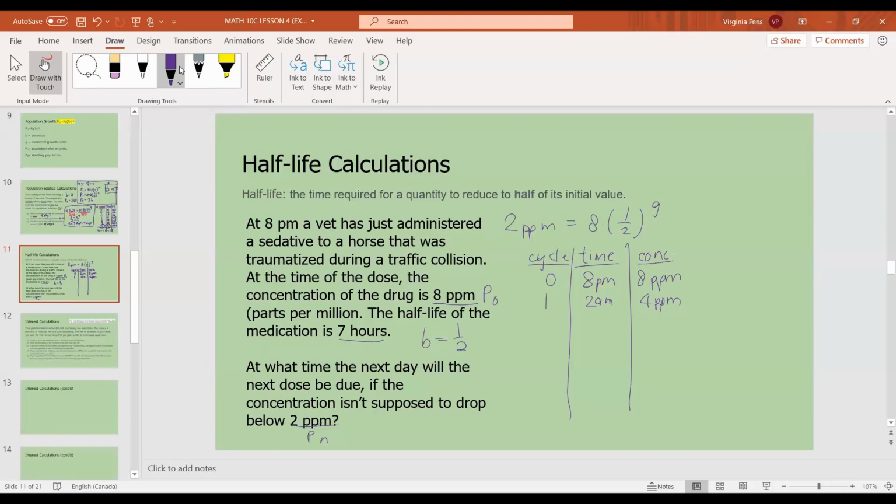So I think in the next cycle, it will be at 2. This is where we stop, because now our concentration is 2 parts per million and the time is 10 a.m. So this is the answer: 10 a.m. Tables really help, especially when you're trying to organize your information better.